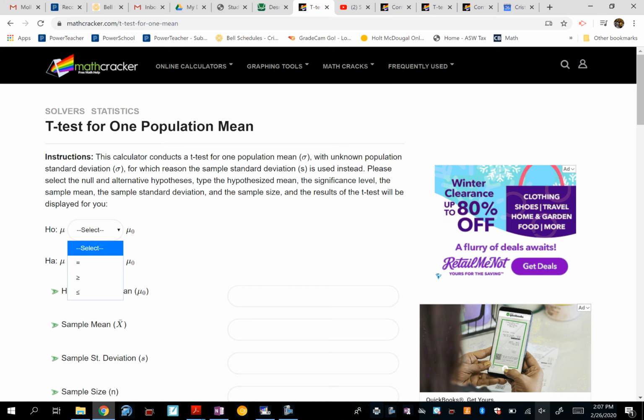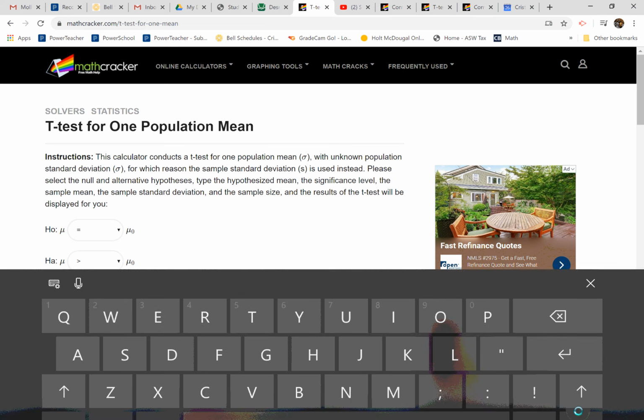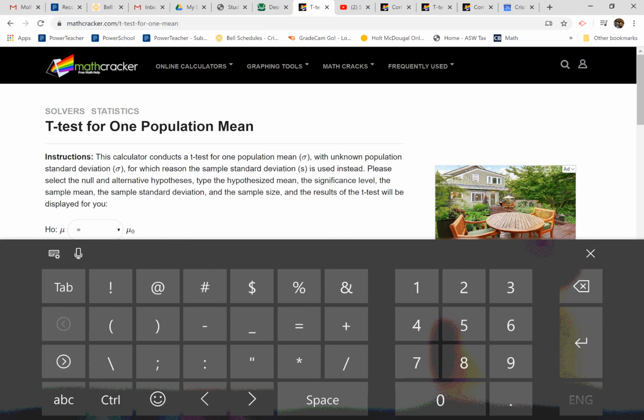Oh, yeah, you could. But I want to show you you're going to get the p-value here. Oh, the p-value. We kind of need that. All right, there we go. So, always for null, we're using equals, right? Always for null is equals. What was our alternative symbol? Greater than. Very good. All right. What is our mu? 300. Come on. 300. 300.